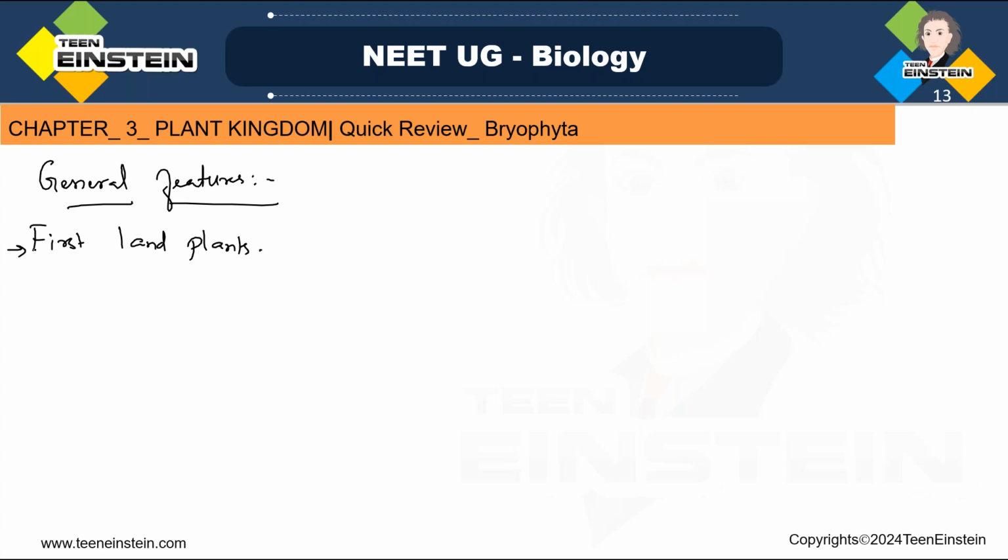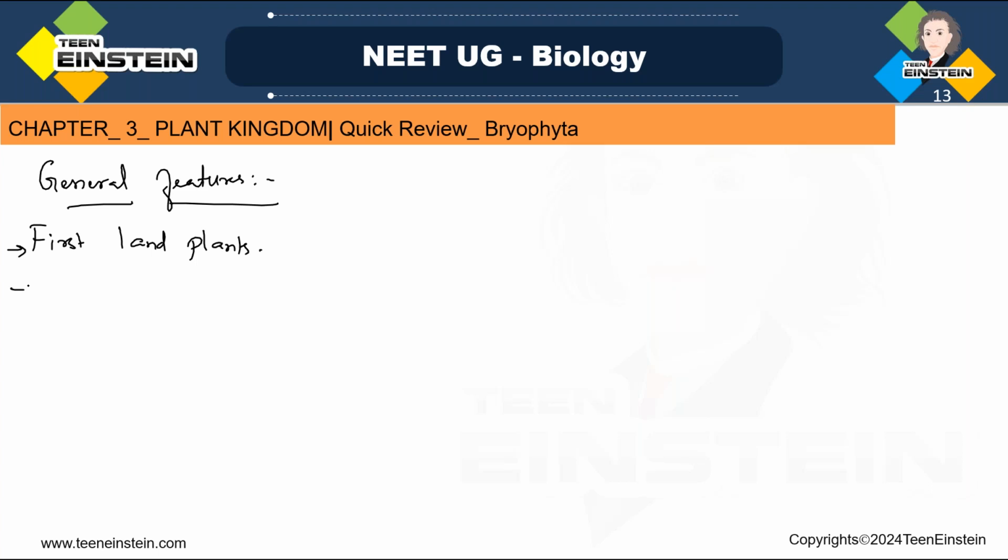Why? In some we can see the presence of air canal, and we can imagine that they have some characters which are similar to aquatic plants. That's why we say they came onto land through water. Bryophytes are the first land plants, and it's believed that they originated from aquatic plants. They came on land through water. Some bryophytes have characters similar to aquatic plants, like the presence of air canal. You can see this feature in bryophytes also.